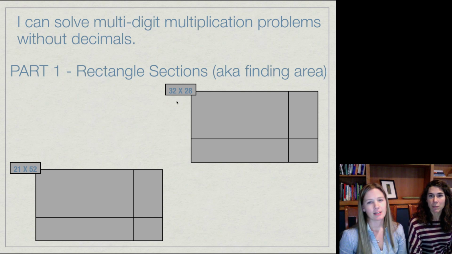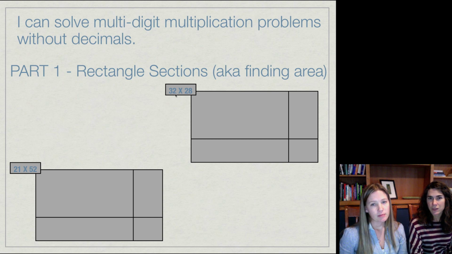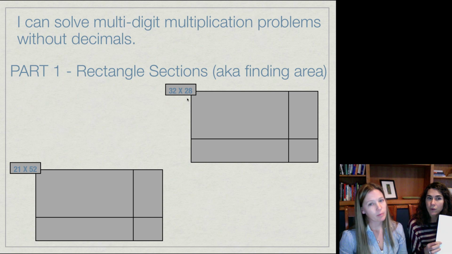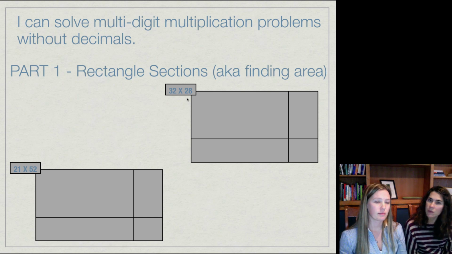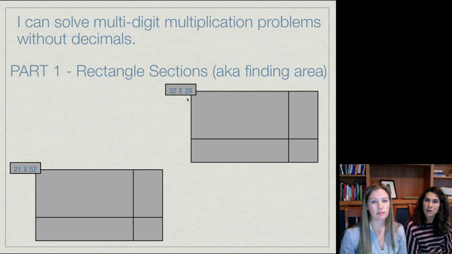So we have a couple for you to try here. You are going to do 32 times 28. Once again, boxes are right here for you. And then 21 times 52. Good luck. Look back at your notes to help you out in the steps. And we'll see how you did tomorrow.